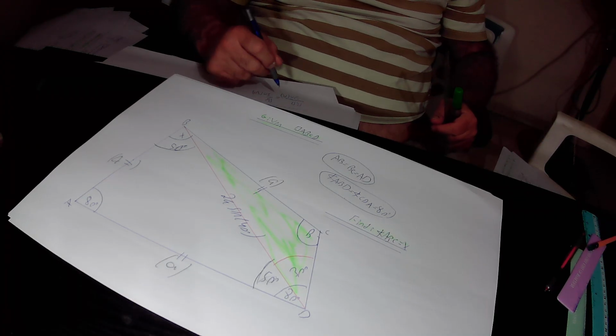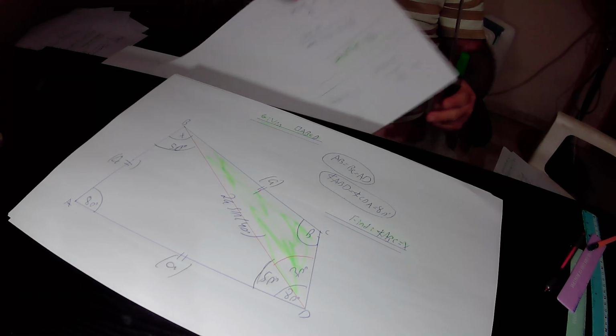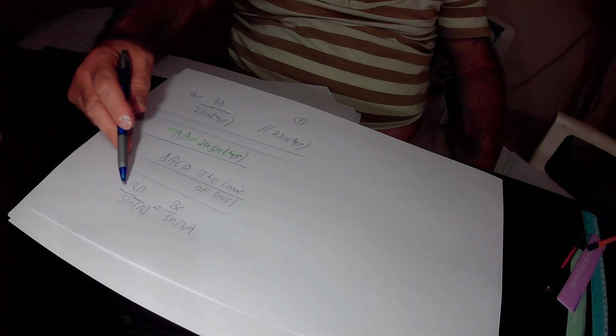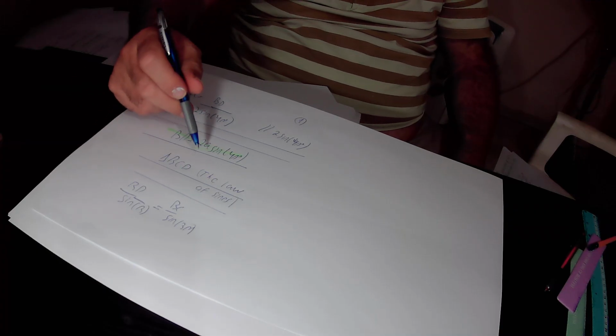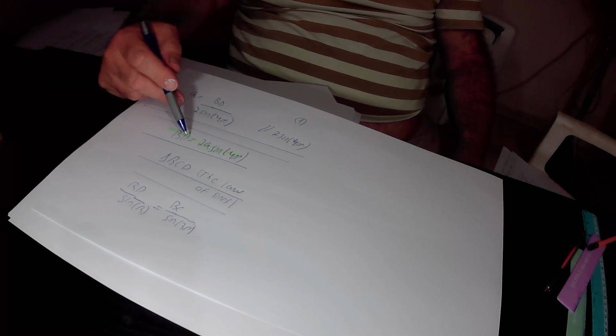Again, according to the law of sines in this green triangle BCD, the following equation is true: BD over sine beta equals BC over sine 30 degrees. We already found out that BD equals 2A sine 40 degrees, therefore we substitute BD in this equation by 2A times sine 40 degrees.